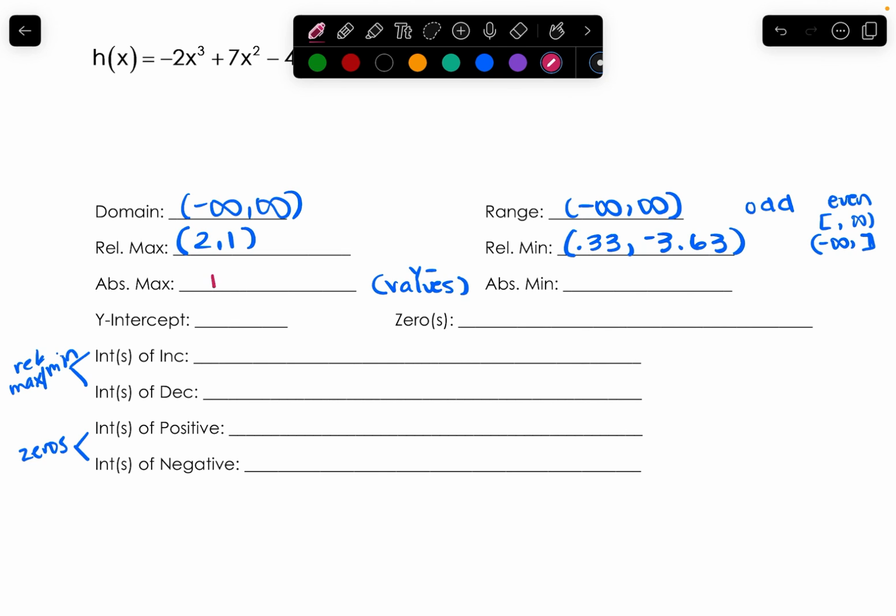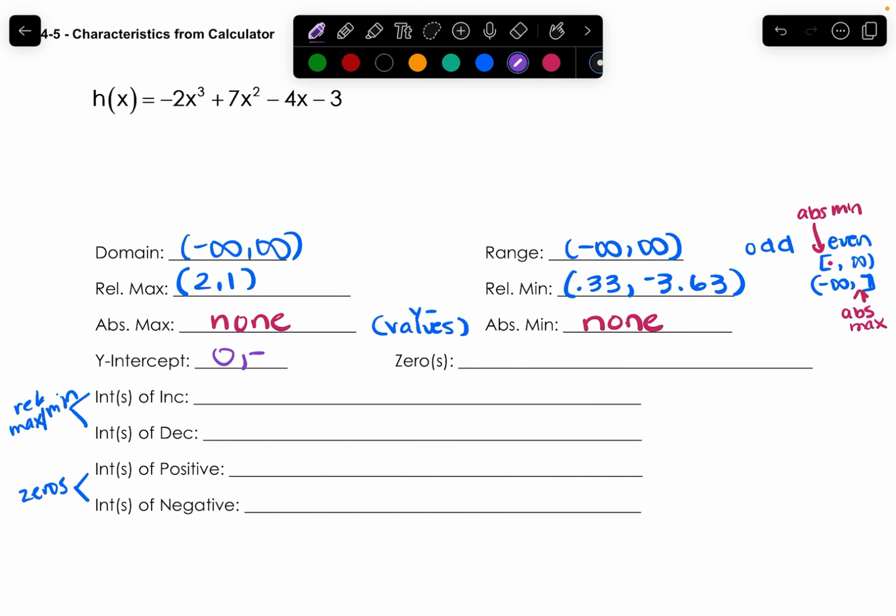Absolute max, none, because of the range. Now, if I have a range here, this number, if it's even, that will be the absolute minimum. But if the range is going down forever, then this would be the absolute maximum. The y-intercept, if I look at the equation, it's (0, -3). I could also see that from the graph.